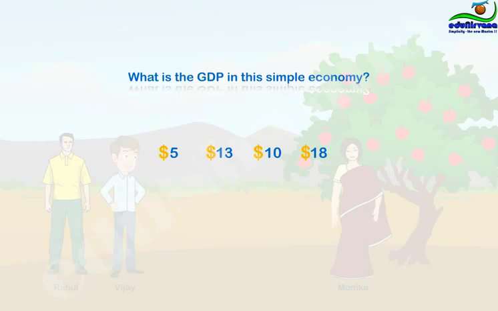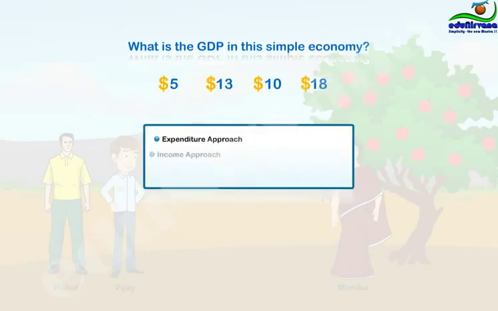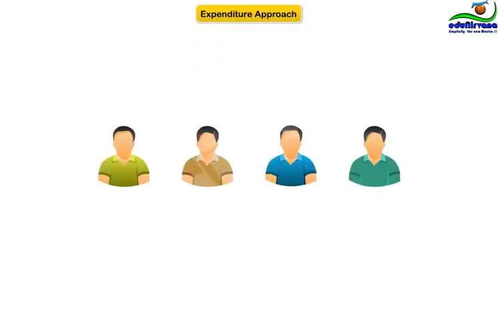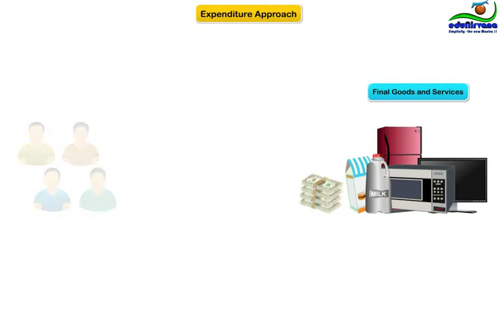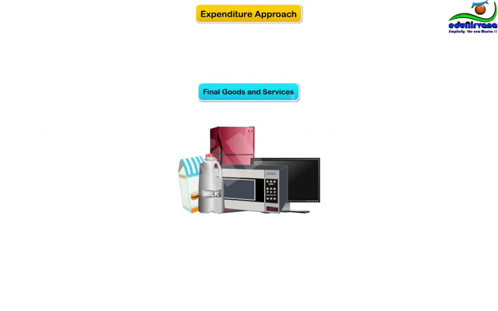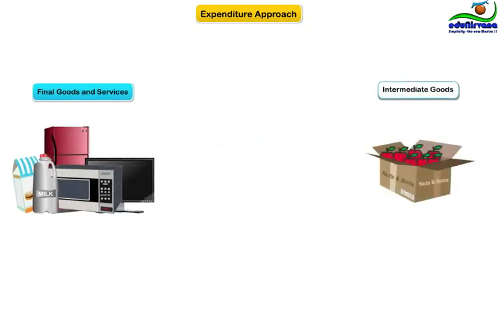We use three approaches in our island to compute GDP: the expenditure approach, the income approach, and the value-added approach. Let me describe each approach in terms of a simple economy. Let's first see the expenditure approach. To compute GDP using the expenditure approach, we add the amount of money spent by buyers on final goods and services. The words final goods and services are important in computing GDP because not all goods are final goods. Some goods are intermediate goods.